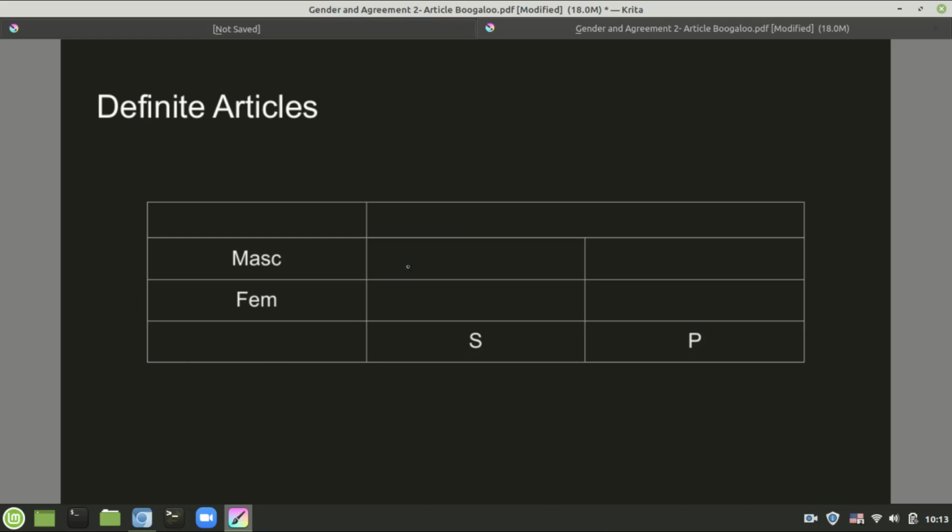Alright, so definite articles. Once again, take notes on this. These are the words that mean the in a language. If the definite article is masculine and singular, it's going to be el. If it is masculine and plural, it's going to be los. If it is feminine singular, that's going to be la. And if it is feminine plural, it is going to be las.